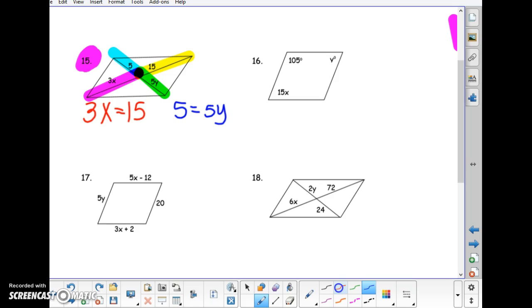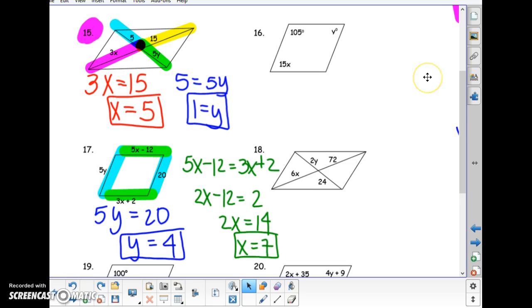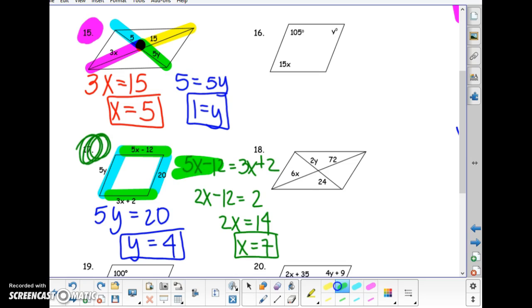What I want you to do right now is to finish number 15, try number 17, and then see if you got the answers right. How did you do? If you look at number 17, I've got opposite sides congruent in a parallelogram, and so the only way that I'm going to make this into a parallelogram is if the 2 sides are going to be equal to each other. So that's why I wrote this equation equals this equation, and then solve from there. And then the same thing happened for the blue one.